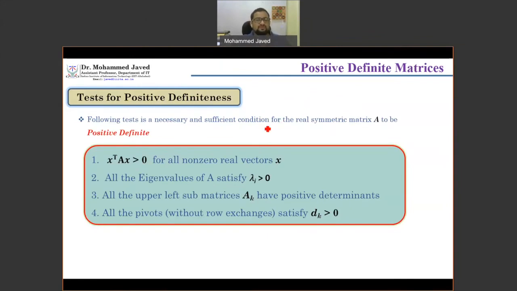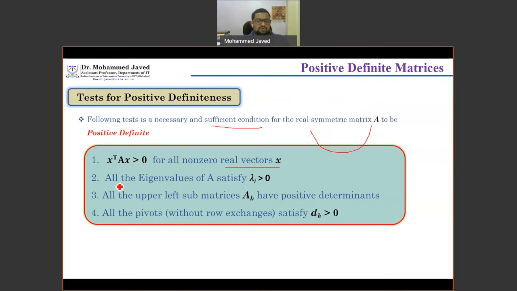Coming to the conditions for positive definiteness, the following test is a necessary and sufficient condition for a real matrix A to be positive definite. The first condition is that when you multiply a given matrix A with x transpose on the left side and x on the right side, the result should be greater than 0 for all non-zero real vectors x. Substitute any x, and that should be greater than 0. This happens in the bowl case. I have already shown that whatever value of x you substitute, it will be positive. So this is test number 1.